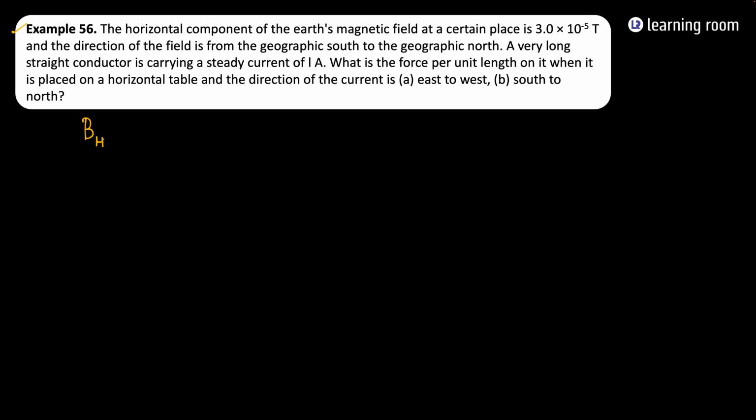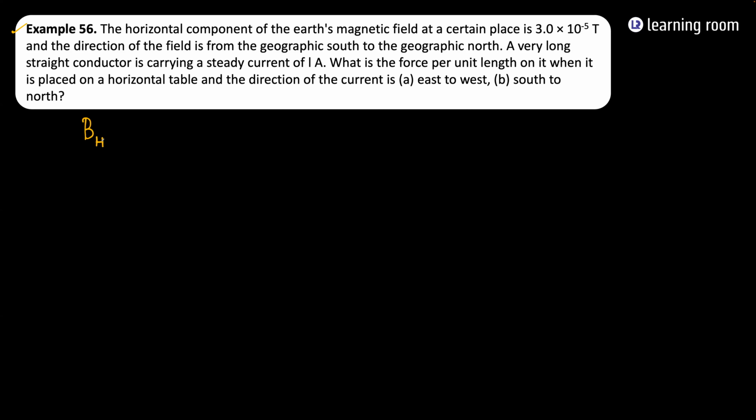Did you get a perspective of what I'm trying to say? So this magnet is responding to some other magnetic field. That some other magnetic field, which is in the surrounding, is what is called Earth's magnetic field. Earth's magnetic field can be resolved into two components, horizontal and the vertical. So the horizontal value is given here. And the direction of field is from the geographic south to the geographic north.